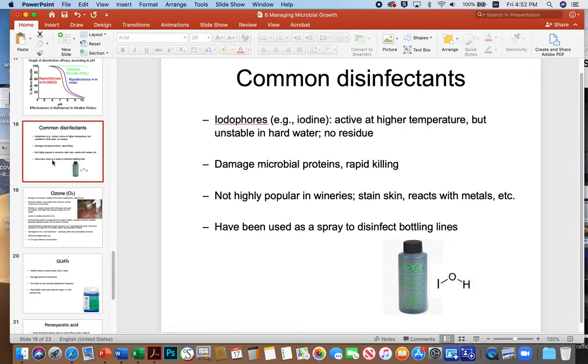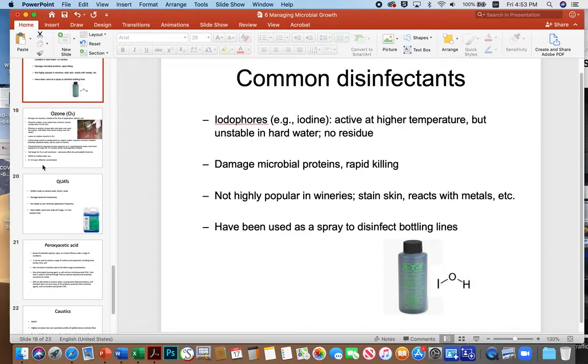but they don't leave residue, and that's important, particularly to home brewers. And they also are really antimicrobial, because they destroy bacterial microbial proteins, and so that leads to rapid death. But they can stain your skin, not surprising, and they react with metals, and so that becomes a problem. I've talked to some people who've said it's been used as a spray to disinfect bottling lines and so forth. But anyway, they're not probably as important in the wine industry.